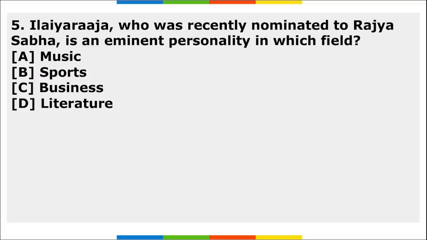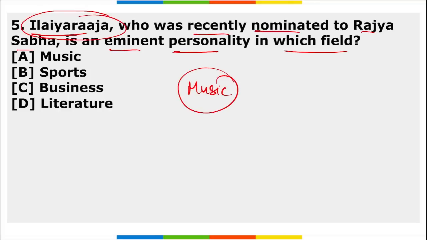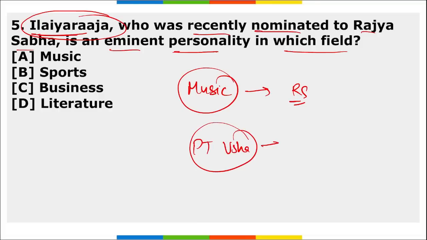Moving on, Elijah Raja, who was recently nominated to Rajya Sabha, is an eminent personality in which field? He is related to music, and he was recently appointed to Rajya Sabha. Legendary music director Elijah Raja was nominated to Rajya Sabha along with veteran PT Usha. She is also an athlete, a very famous Indian athlete.